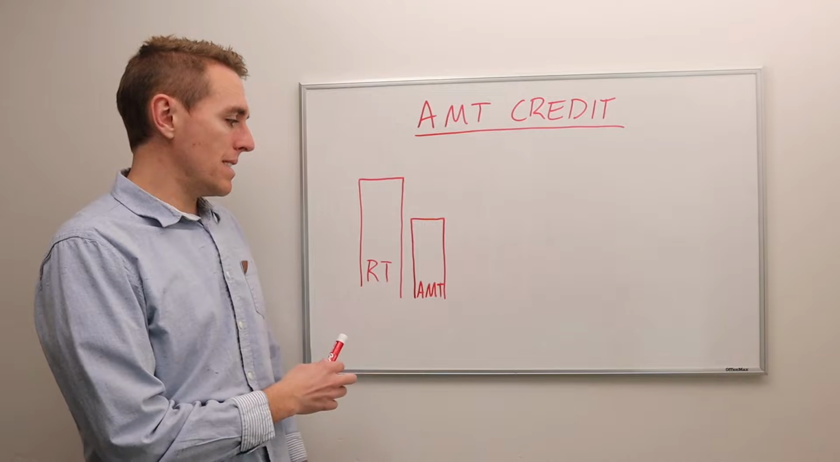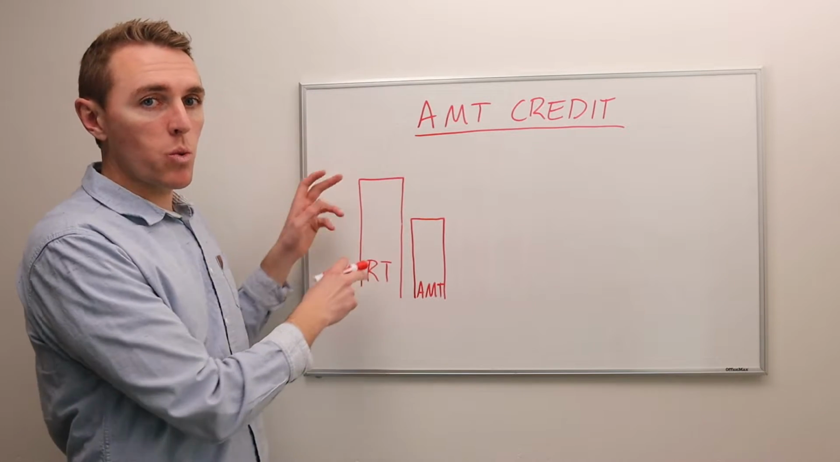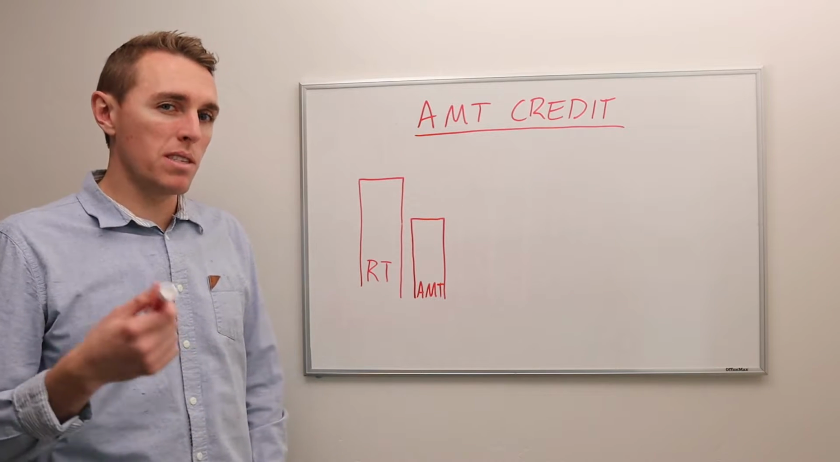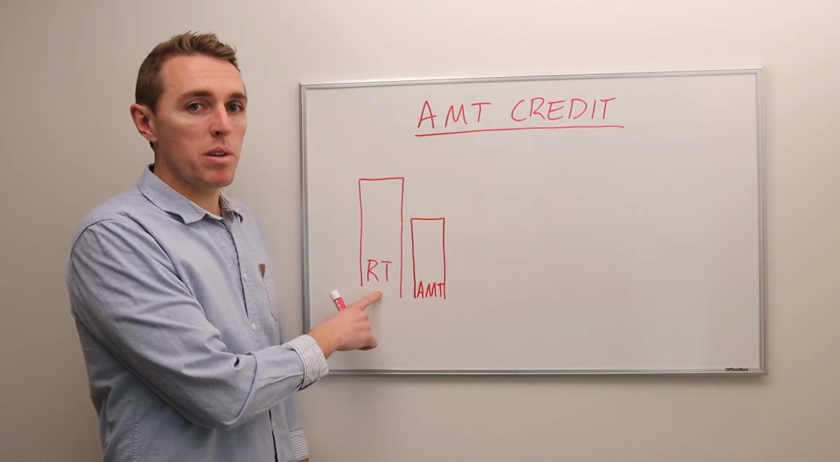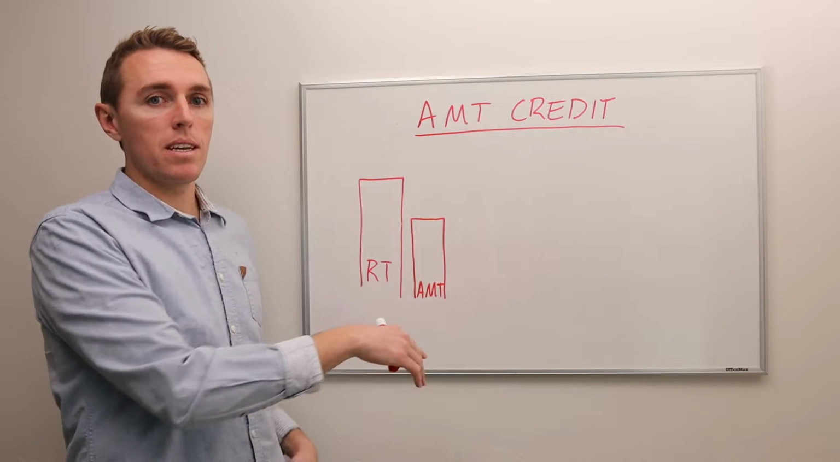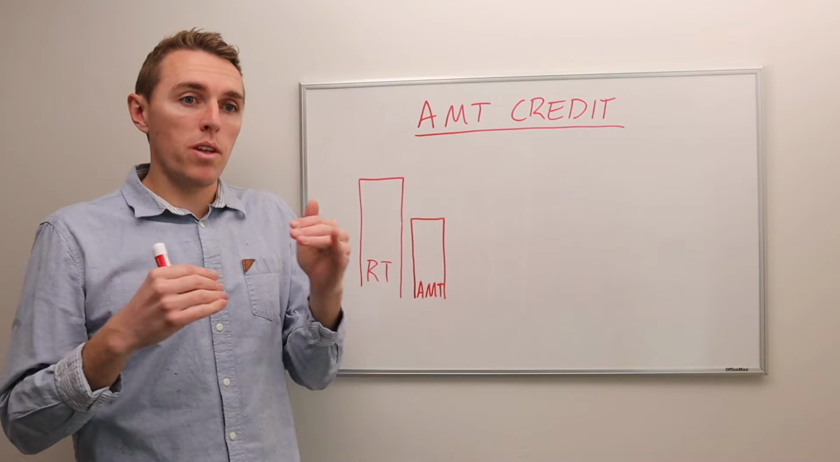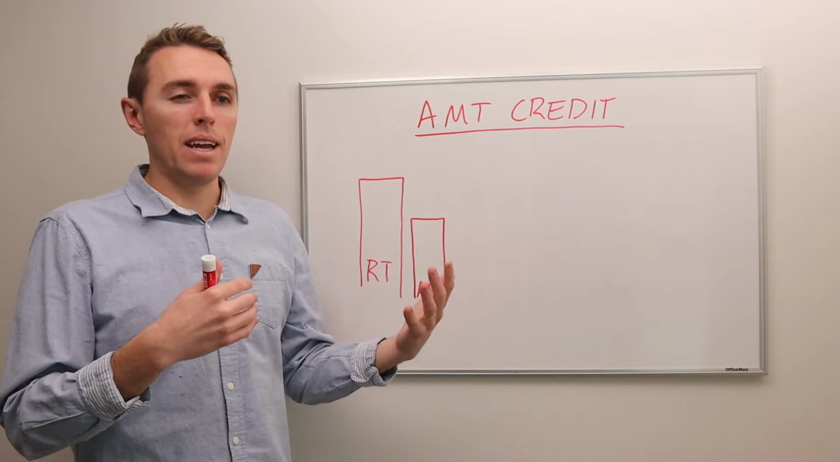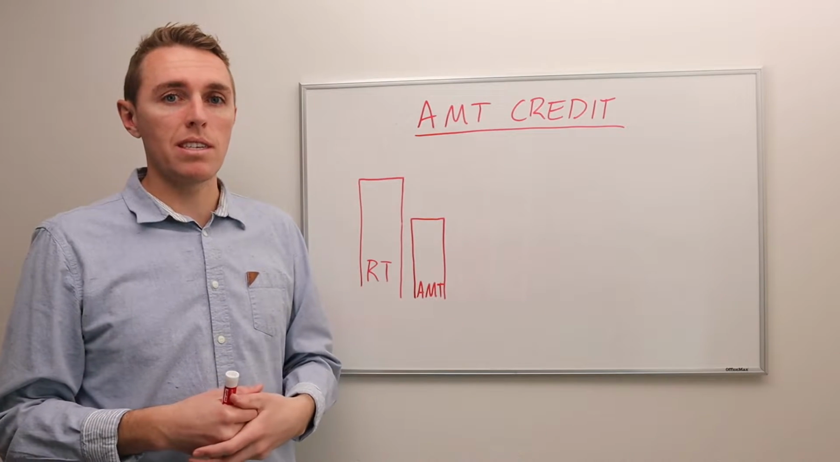But the first hoop is that you can only claim as much credit as there is spread between these 2 numbers. And if you look on your Form 6251 where AMT is calculated, line number 10 is going to be a regular tax number, and line number 9 is going to be your AMT. So if that's a $10,000 spread, then you can claim up to $10,000 worth of that credit back. And it's partially contingent upon the second hoop that I'm going to show you in just a second.